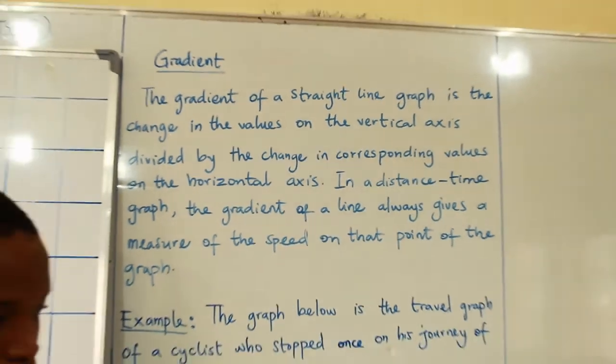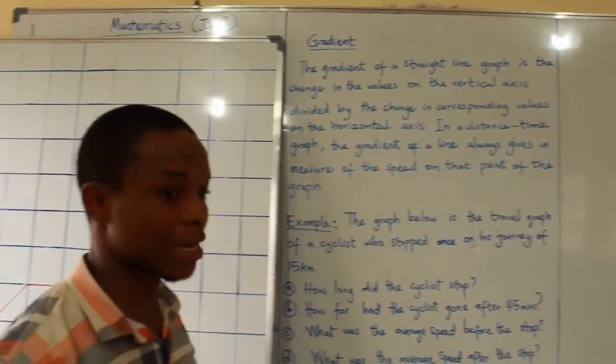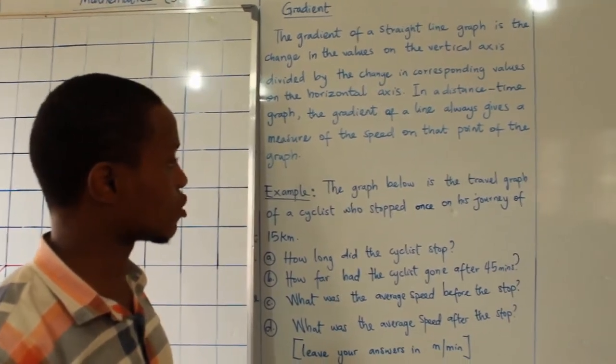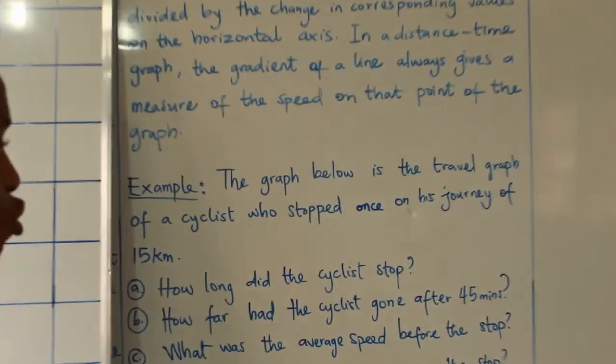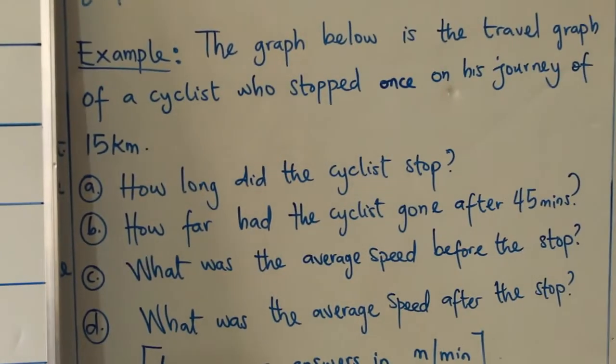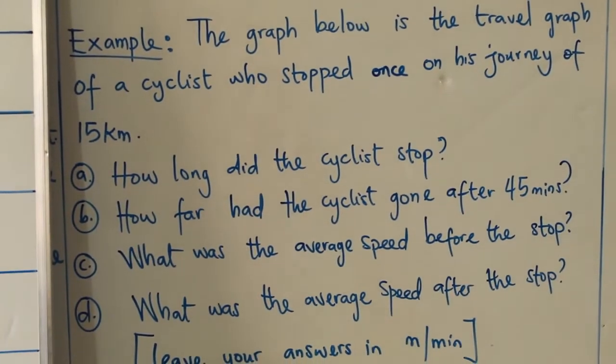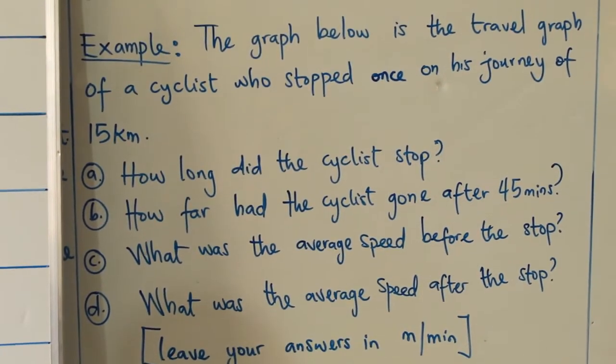Okay, with that, I want us to solve an example to see how we can apply gradient. The question is, the graph below is the travel graph of a cyclist who stopped once on his journey of 15 kilometers. We're going to be using our graph to answer these questions. The first question is, for how long did the cyclist stop? The second question is, how far had the cyclist gone after 45 minutes?